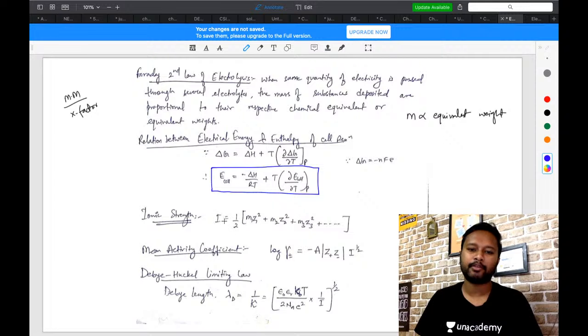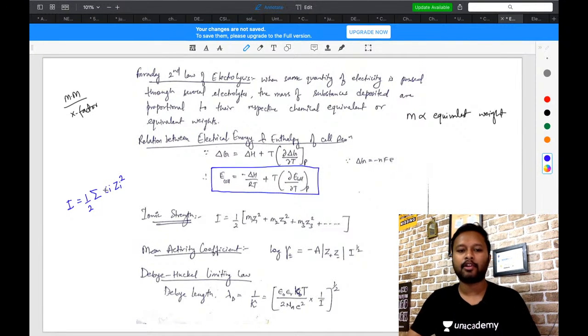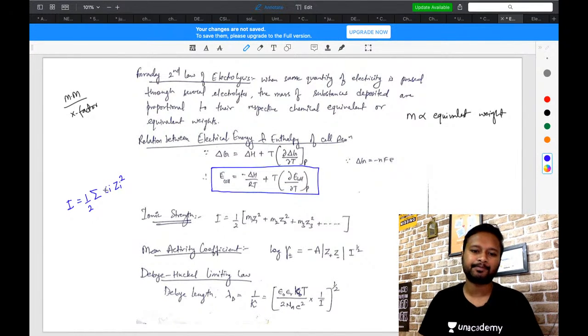Ionic strength is denoted by I, and I is equal to 1 by 2 sigma Ci Zi square. Ci is the concentration and Zi is the charge. Ci can be expressed in many terms: molality, normality, or molarity. It depends upon the conditions in which you are expressing Ci. In all these ways you can calculate the ionic strength. So Ci is subjective.